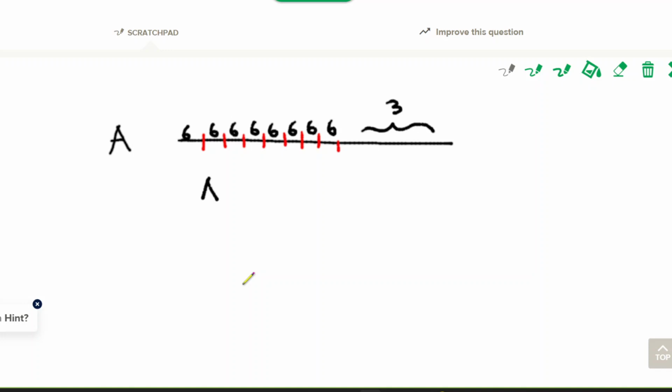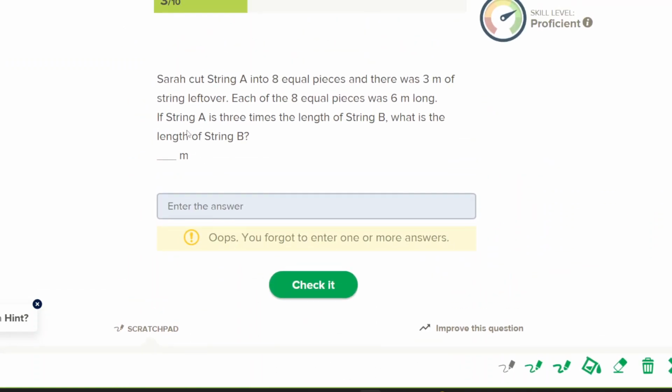So the length of string A is 8 times 6, that's 6 plus 6 plus 6, 8 times. And then add to that the 3 left over. 6 times 8 is 48 plus 3. So that's 51 meters. So the length of string A is 51 meters. Now, the sentence after that, string A is 3 times the length of string B. So I'll use A for string A's length.